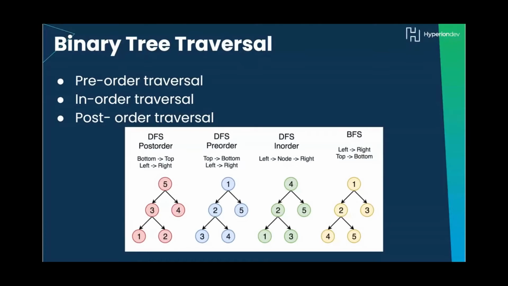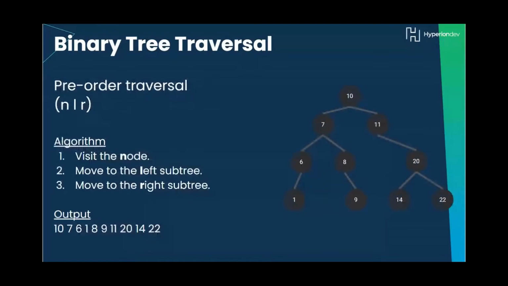So firstly, let's go through the pre-order traversal. We're going to use the tree on the right and traverse through it using the algorithm that I have on the screen. The first thing we can see is visiting the node, moving to the left subtree, and moving to the right subtree. In brackets, I have N, L, and R, which represent the steps in the algorithm.